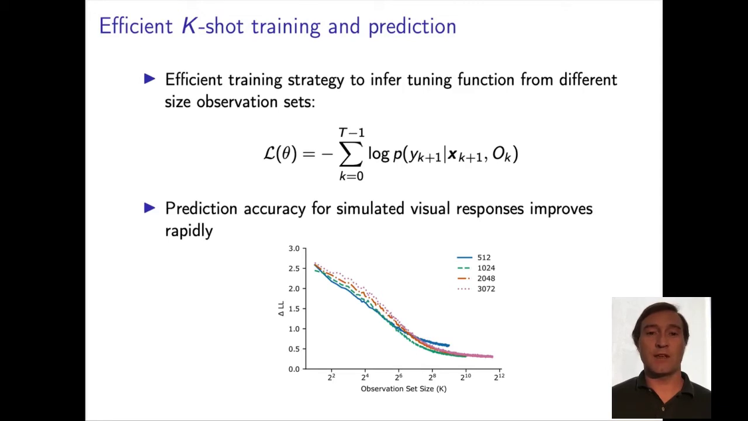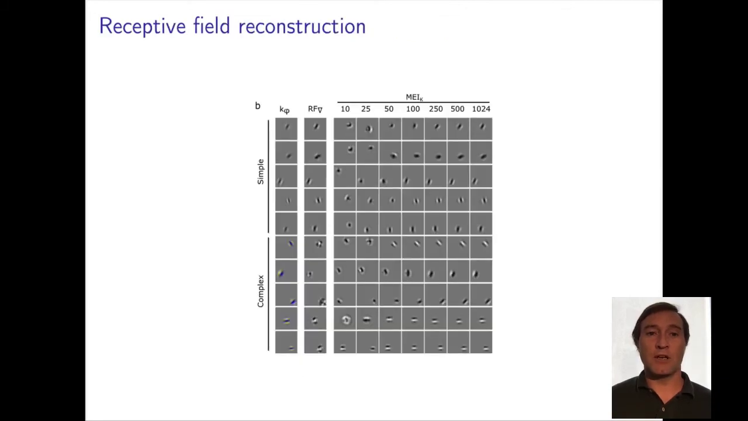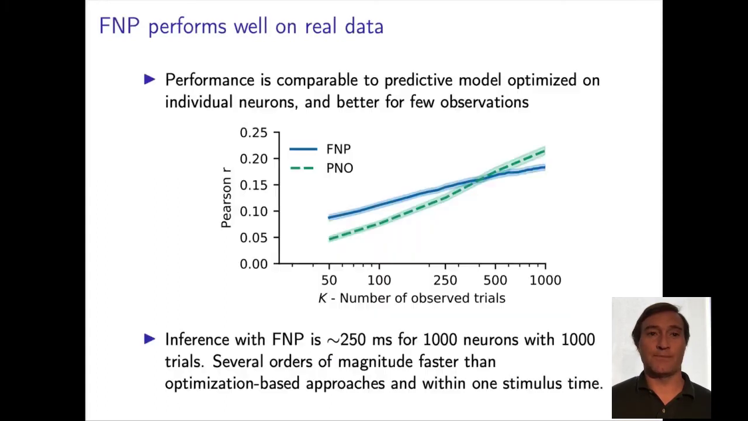We then developed an approach for efficient training of these K-shot prediction functions, and found when tested on simulated responses that as the size of the observation set increased, the predictive accuracy also continued to increase. The latent variables also contained sufficient information to reconstruct the simulated receptive fields, which are shown in the left-hand column, with the right-hand block showing the reconstructed receptive fields for greater and greater numbers of observations, and also shows that these approach the ground truth with the 1,000 observations.